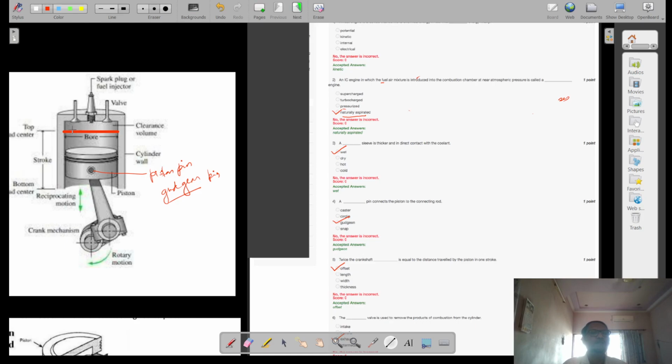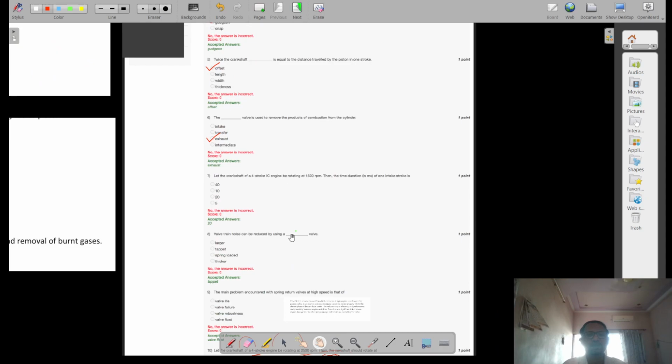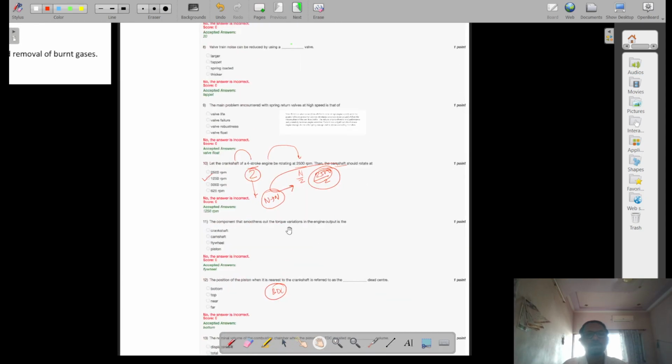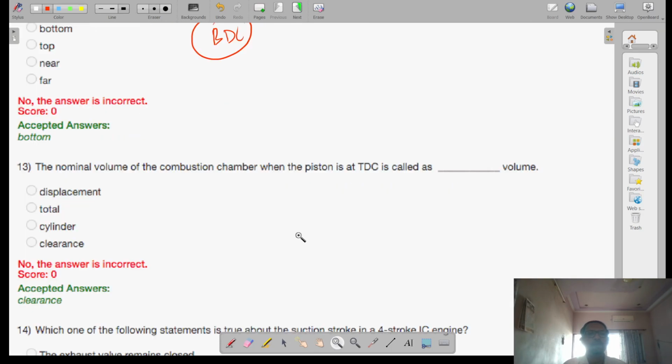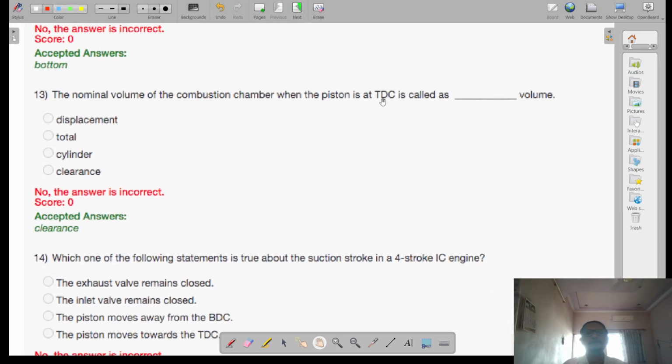So now this volume, ये जो volume है इसको हम क्या बोलेंगे? Clearance volume. याद रखिए, this volume is called the clearance volume. So the nominal volume of the combustion chamber when the piston is at top dead center is called the clearance volume.